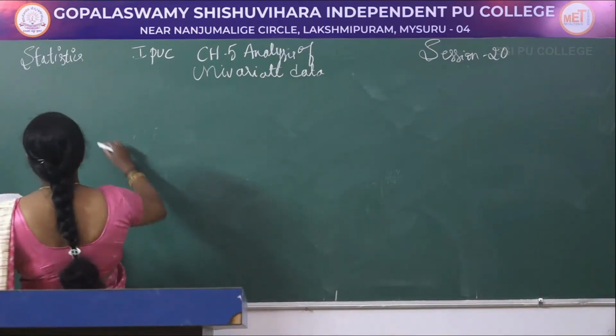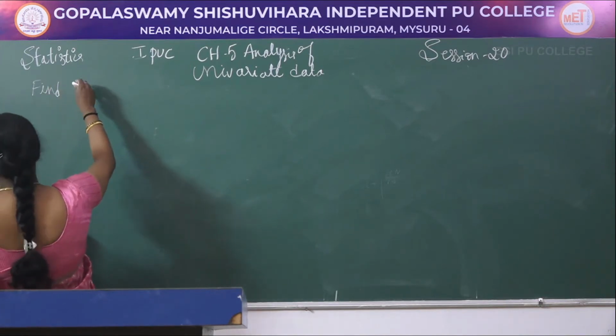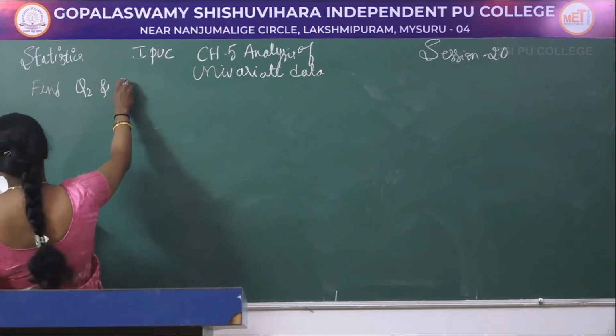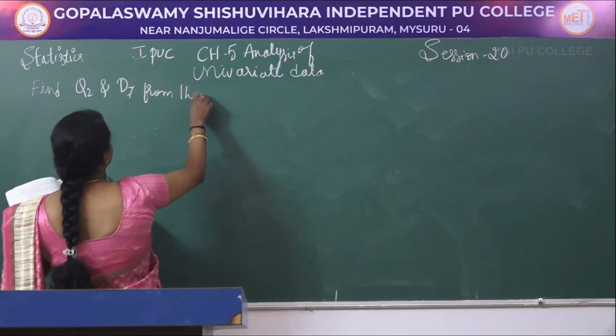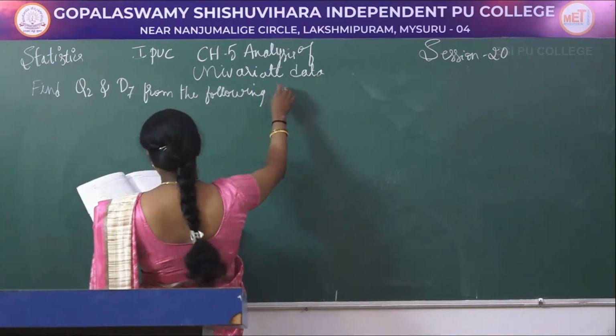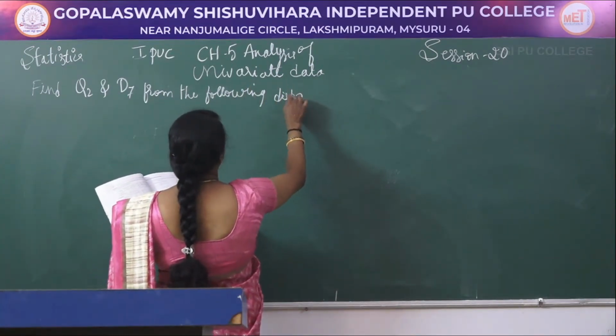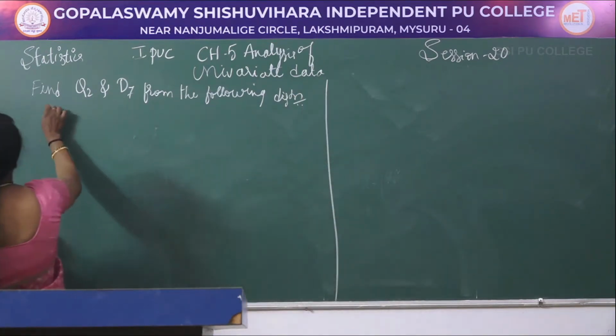Find Q2 and D7 from the following distribution. This is the class interval.